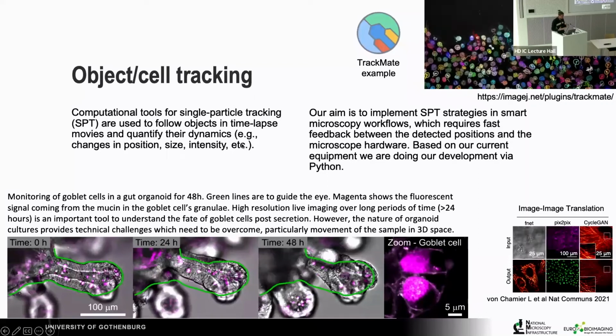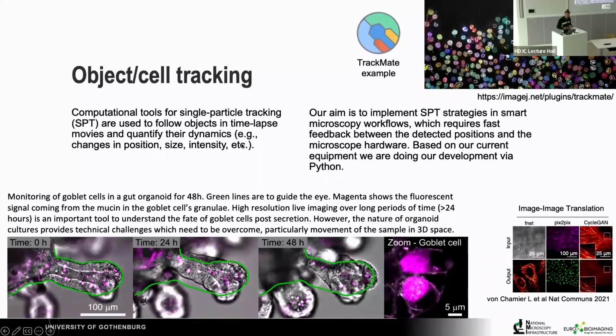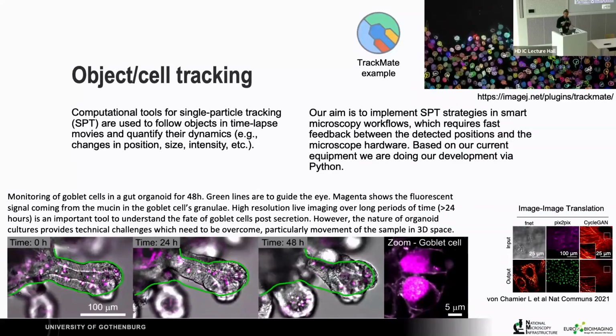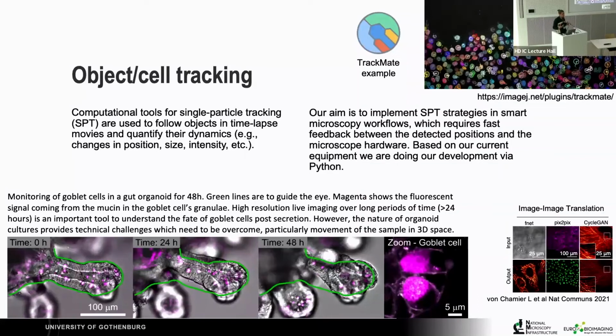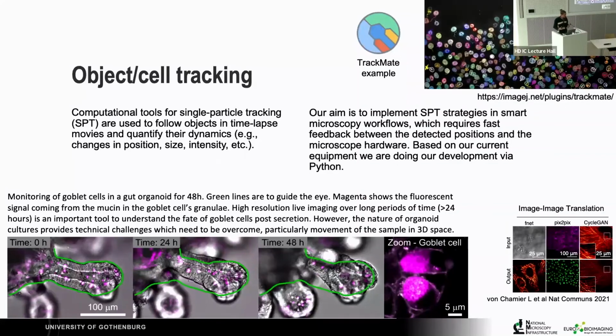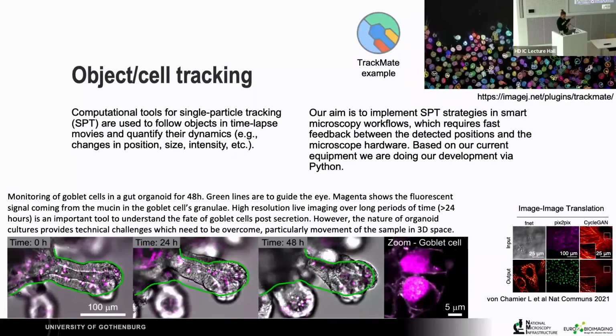Then what I'm showing at the bottom now, for example, is a very interesting project where we're monitoring goblet cells in a gut organoid. So those are the cells that are loaded with this thing which is called mucin. That's the mucus, right? So when your gut feels that there is some kind of attack, they might just release all of this mucin to sort of clean it out.